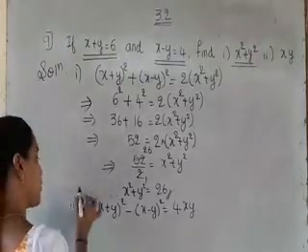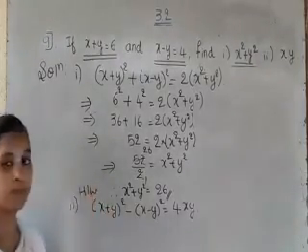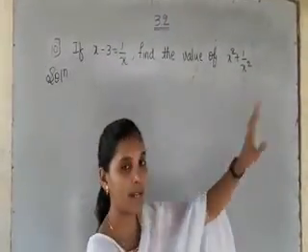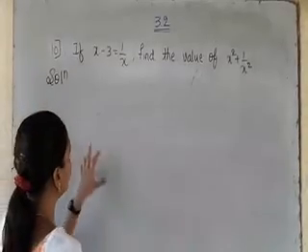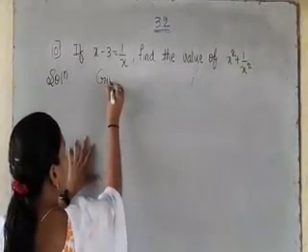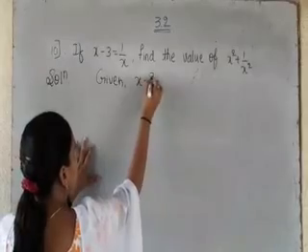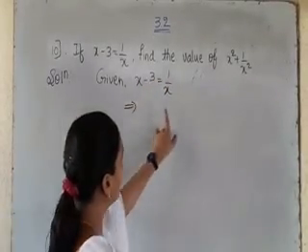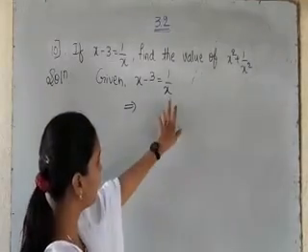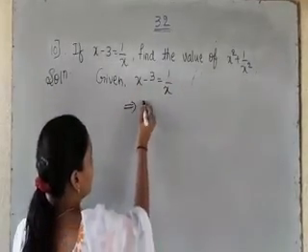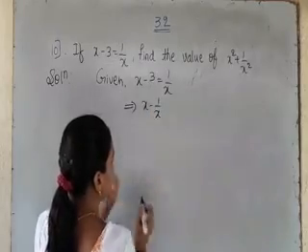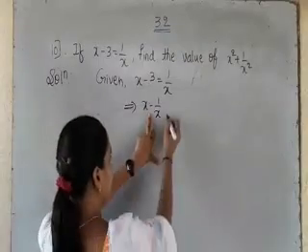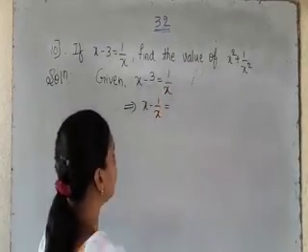Try this one as homework. The question is x minus 3 is equal to 1 by x. Find the value of x square plus 1 by x square. So, given, you write first. Given x minus 3 is equal to 1 by x. Both the x terms should be on one side. So bring this 1 by x to this side. Then x minus 1 by x. If you shift plus 1 by x, it will become minus 1 by x. And if you shift this minus 3, it will become plus 3.